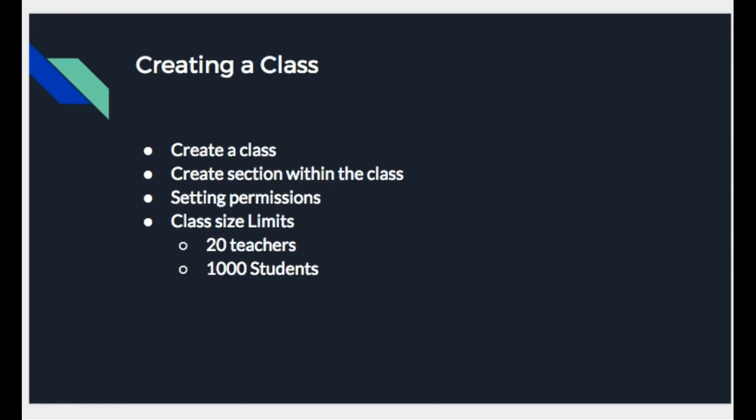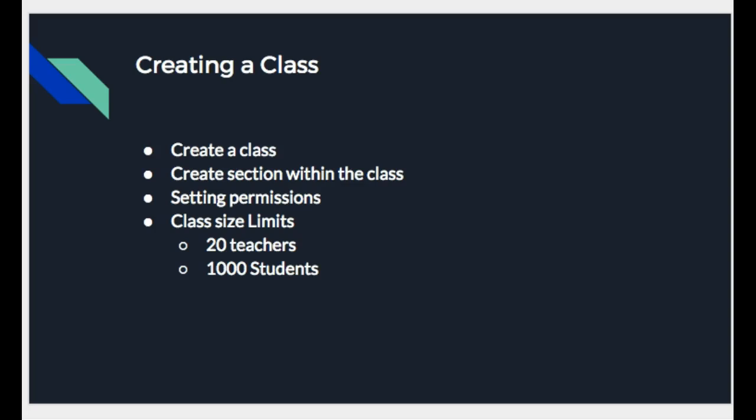The first thing you will want to do is create a class. You also have the ability to create sections within a class. So if you teach trigonometry and you have period 1, period 2, period 3, period 4, you can create a class and create all those sections underneath that class as well. When you create a class, there are certain permissions you are going to want to set in terms of students' ability to post and comment. And just so you know, there is a class size limit. You can have up to 20 teachers co-teaching a class and up to 1,000 students in a course.